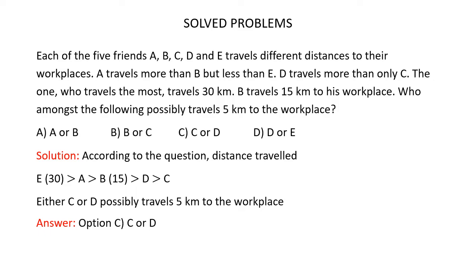Now since D travels more than only C, it means that A, B and E travel more than D and C. Since it's given that B travels 15 kilometers, it's obvious that D and C will travel for less kilometers than 15 kilometers. So either C or D possibly travels 5 kilometers to the workplace. So the correct answer is option C, C or D.